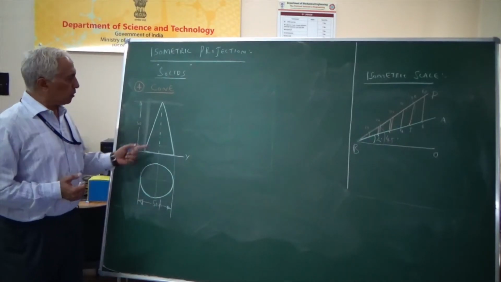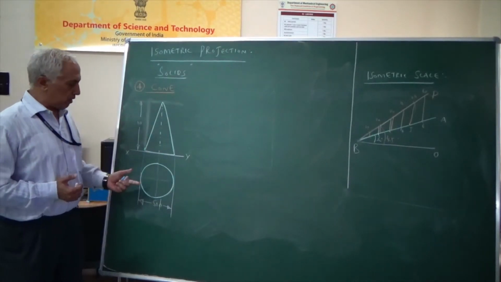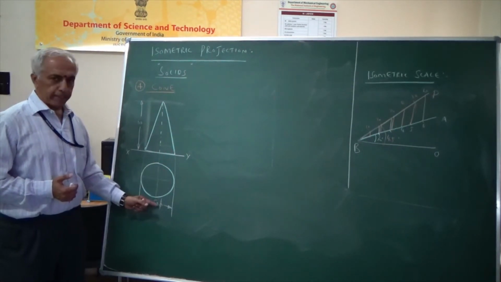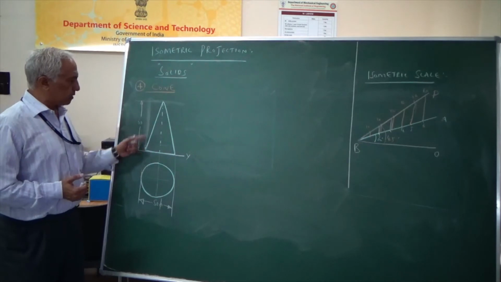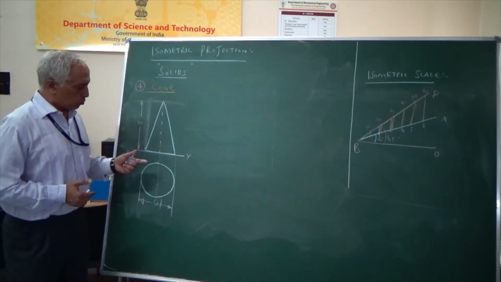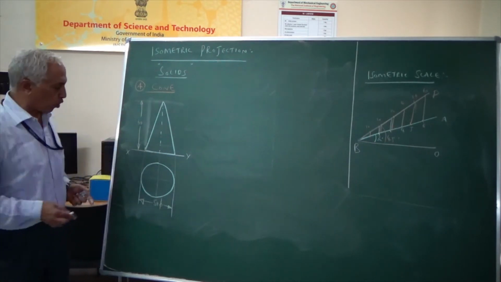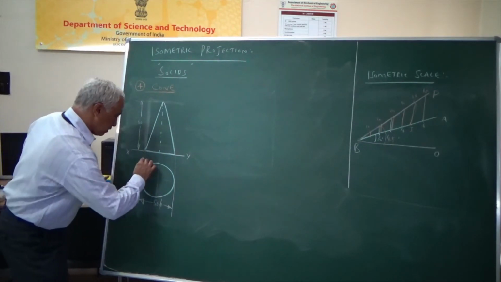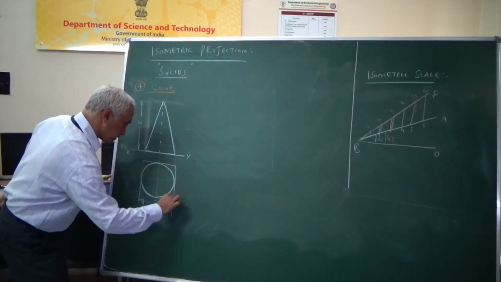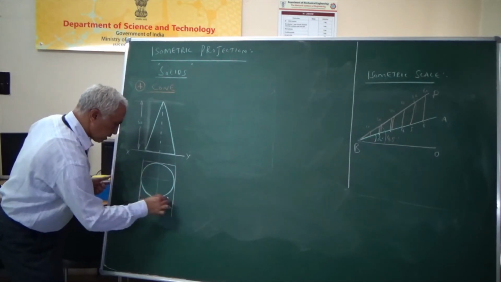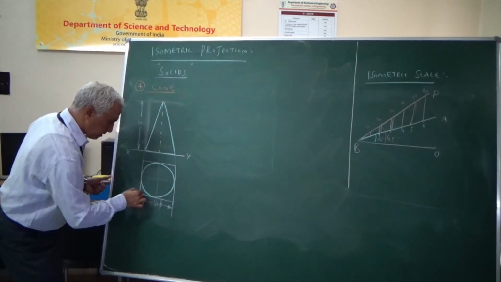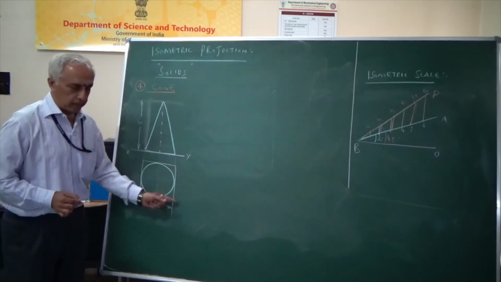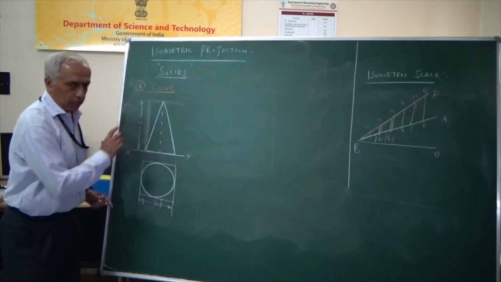To draw the isometric projection of a cone, given diameter of the base 50 mm, axis height is 60 mm. So we know that in case of a cylinder and a cone, I enclose the circle in a square box. The square box is drawn tangential to this circle. Square is a very light line, circle is dark.